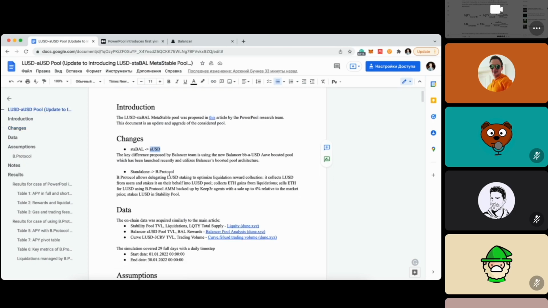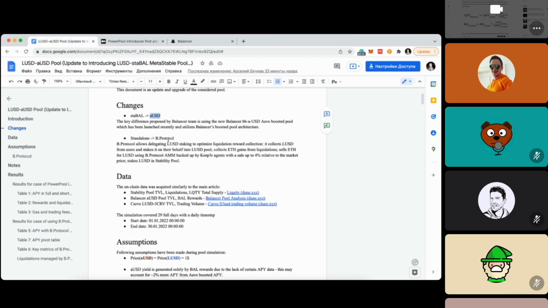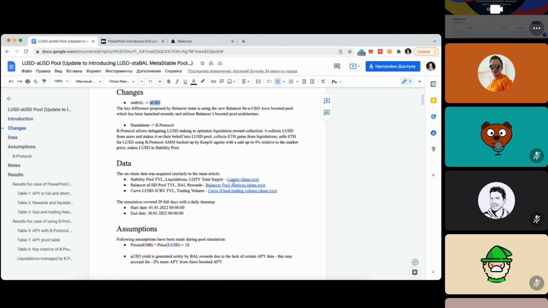Also, we decided to outsource liquidations to B protocol, because B protocol is a known protocol, audited, with good traction and a lot of TVL, more than 200 million. It works well. We checked out the code and we think it's much easier to stake LUSD to B protocol, and B protocol will execute liquidations on its own, and we will pay little fees, effectively 1%. So it's not so big. So we redesigned our model with this new data.